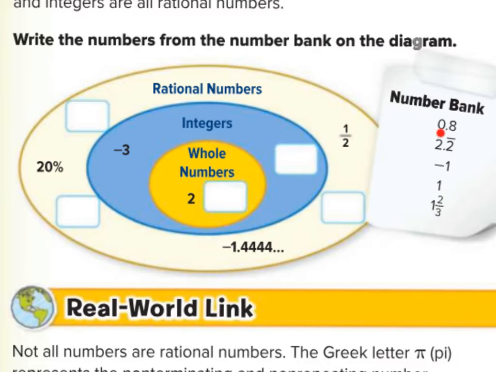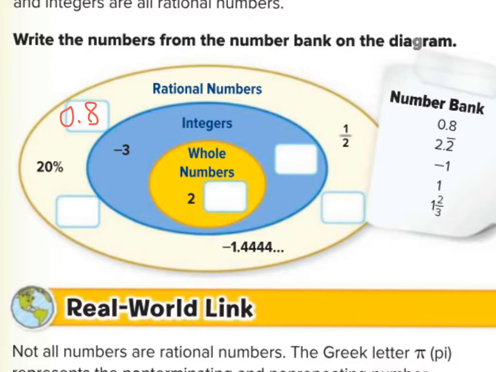We have decimal 8. Now decimal 8, this is part of a number. This is not a whole number. It's only a fraction of a number or a decimal. That is considered a rational number. So I would write decimal 8 right there with rational numbers.